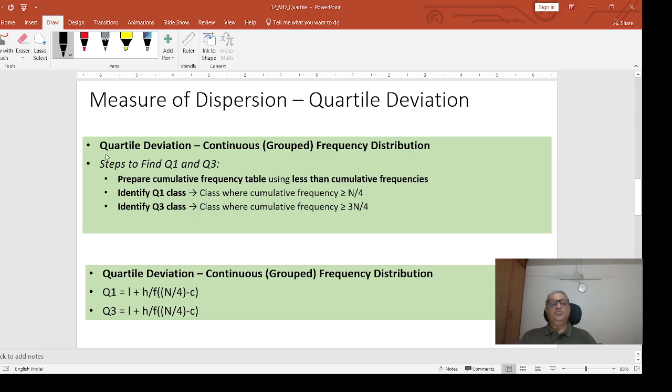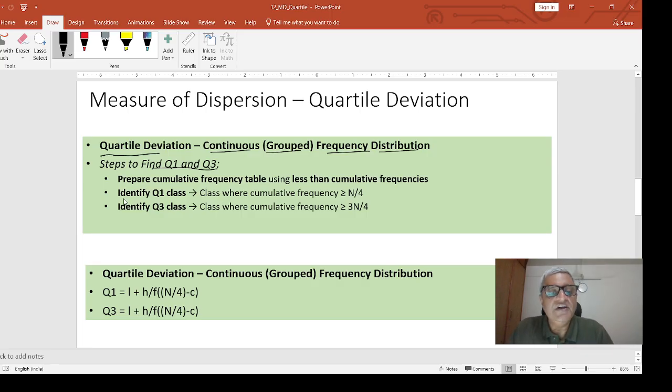Now let's find out how to calculate quartile deviation for a continuous grouped frequency distribution. Basically it is a grouped frequency distribution. How do we find Q1 and Q3? Well, we have to prepare a cumulative frequency table using less than cumulative frequencies. If you don't know what a frequency table is, or what less than or greater than cumulative frequencies are, I suggest you go through the previous videos on frequency tables as well as cumulative frequency.